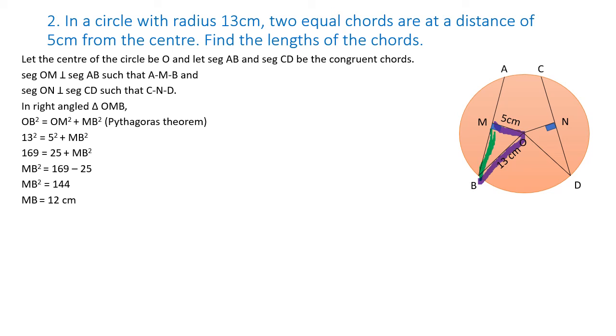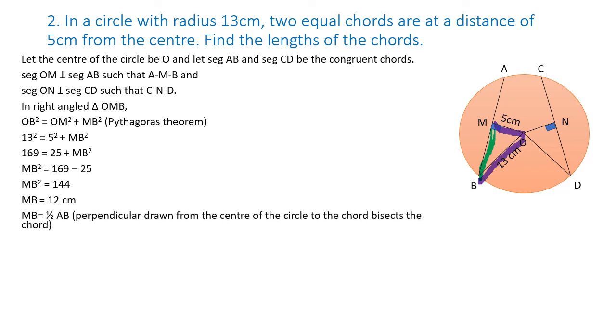We have got MB, which is 12 centimeter, but I need to find the length of AB, which is the entire chord. MB is half of AB, because a perpendicular drawn from the center of the circle to the chord bisects the chord; that will be the reason. So MB is 12 centimeter, which we have found, and it is half into AB. We have to find AB, so we don't substitute the value there. When half goes to the other side, it becomes 2 upon 1, giving 12 into 2, which is 24. So AB is 24 centimeter.